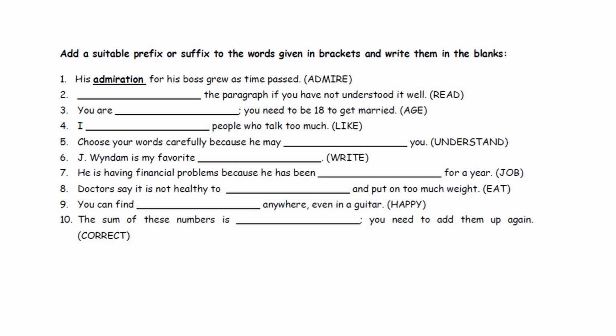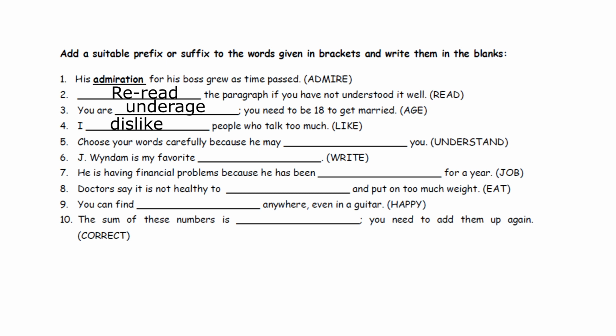Let's check the answers. The first one is done for us. The second one, reread the paragraph if you have not understood it well. We understand from this context that you should read the paragraph again to understand it. What is the prefix that we use to give again meaning? It is re. So the answer is reread. The third one, you are underage, you need to be 18 to get married. From this sentence, we understand that this person is not old enough to get married. The answer is underage. The fourth one, I dislike people who talk too much, like dislike.